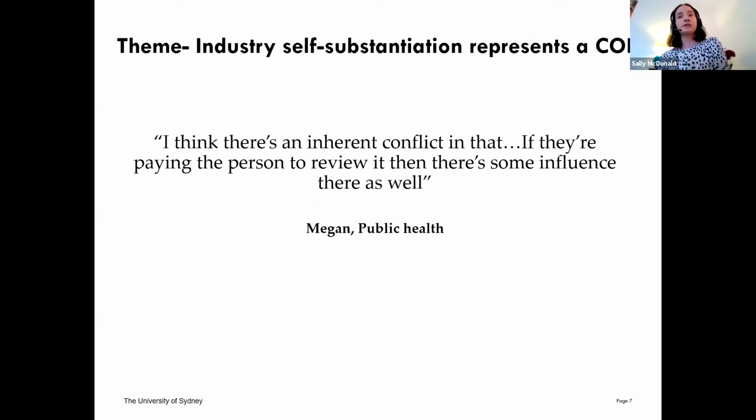Public health groups were particularly concerned and felt that industry shouldn't be the ones supporting or substantiating these claims that impact their profit, and that research conducted or funded by industry presented an inherent conflict of interest.